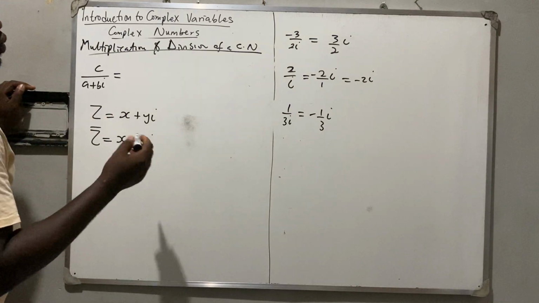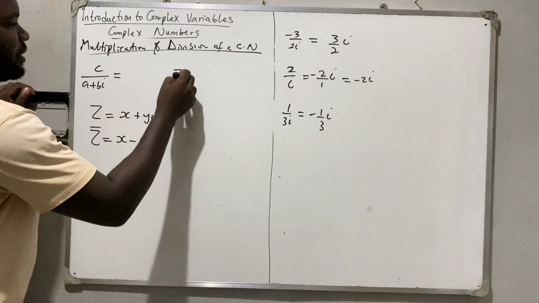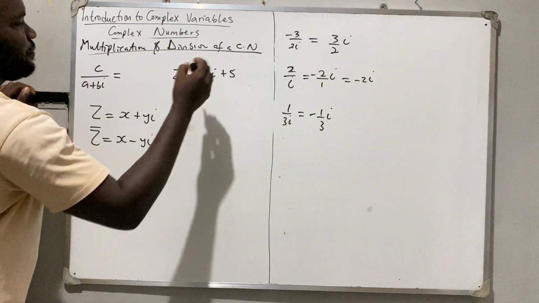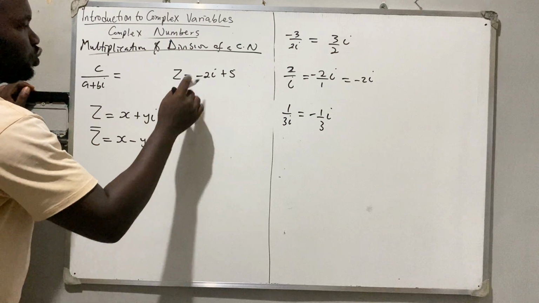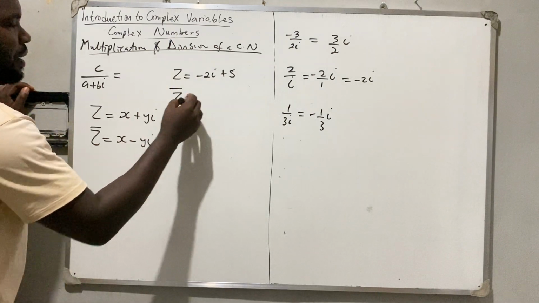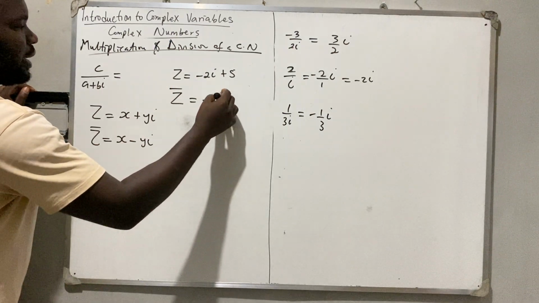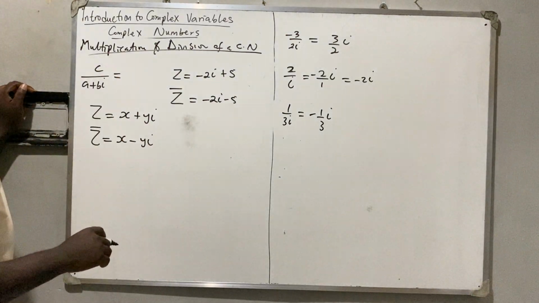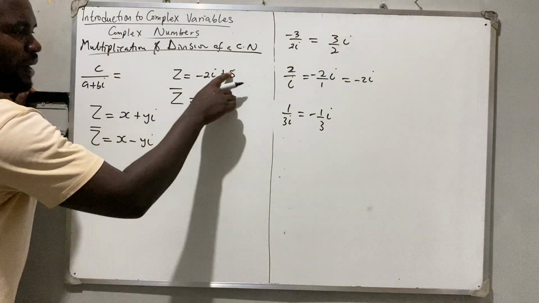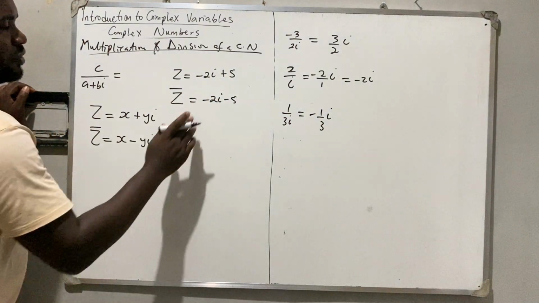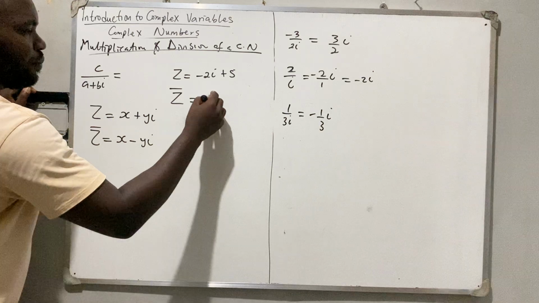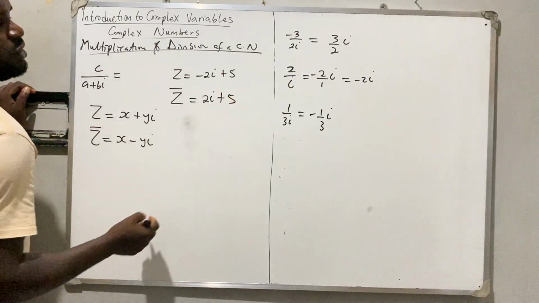Sometimes lecturers will want to deceive you. If you have z, they will write it as minus 2i plus 5. Students will rush and say that the conjugate of this, z bar, will be minus 2i, they will just change the sign in the middle, minus 5. This is wrong. We are not interested in the real part. It's the imaginary part we're interested in. So the answer is to change the sign of this from negative to positive. Then the other one remains the way it is.